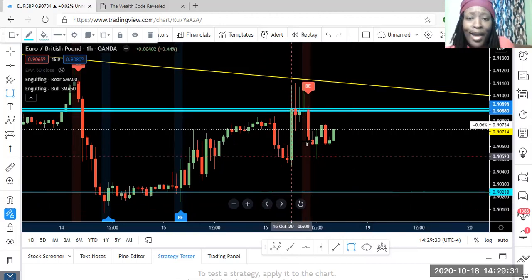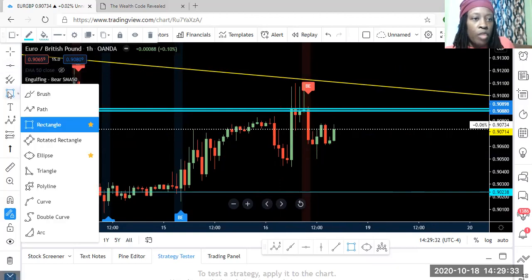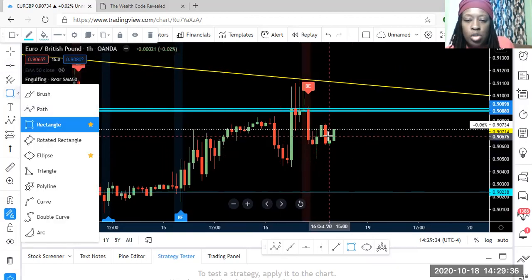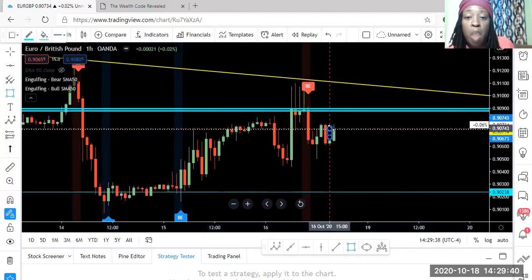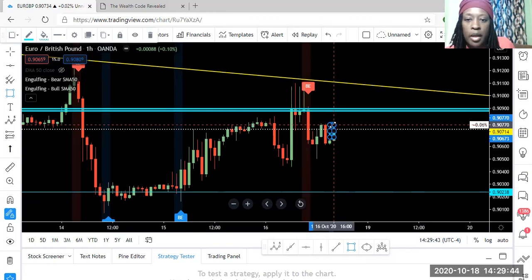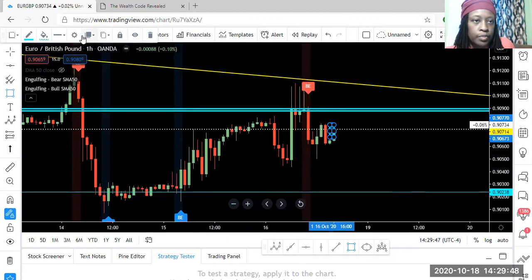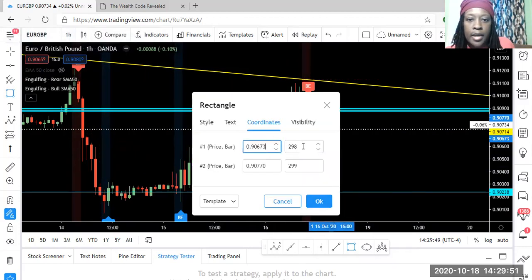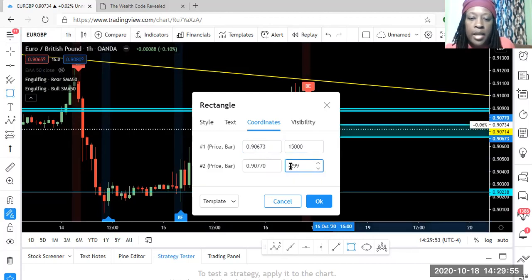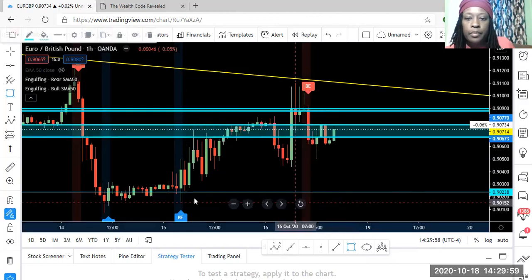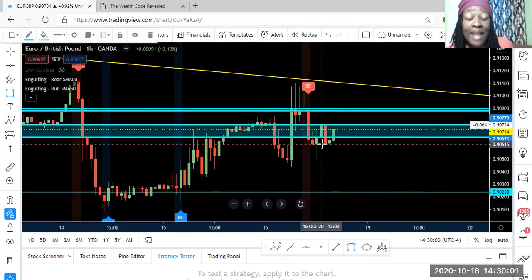Okay, so let's identify another engulfing candle. We see another one right here. So what I'm doing is, from the top to the bottom of the smaller candle, not the one that's engulfing it, the smaller one, draw a nice little rectangle, right? And again, put your little zeros here. Doesn't matter how many. Put a little negative right there so it can carry to the other side. And boom, bam. Now we've outlined that zone.